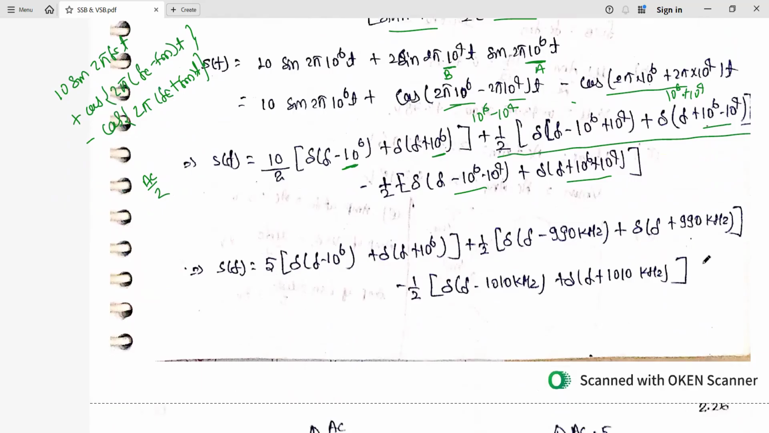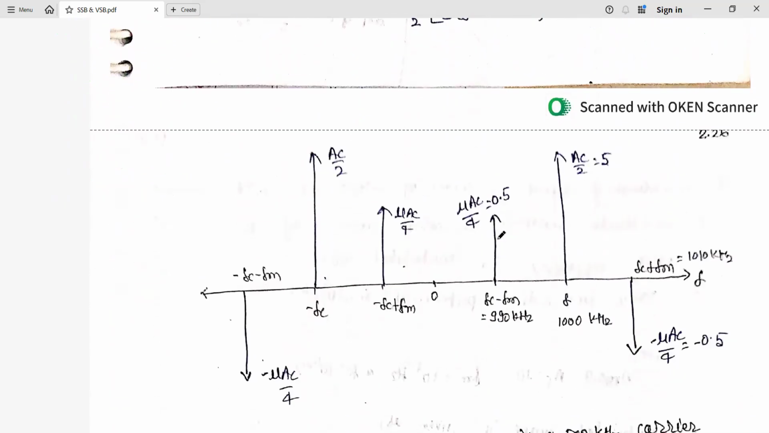Now if you substitute the value of 10 to the power 6 and 10 to the power 4, here we are able to obtain f minus 990, here f plus 990, here f minus 1010, here f plus 1010. So now we got the complete Fourier transform.